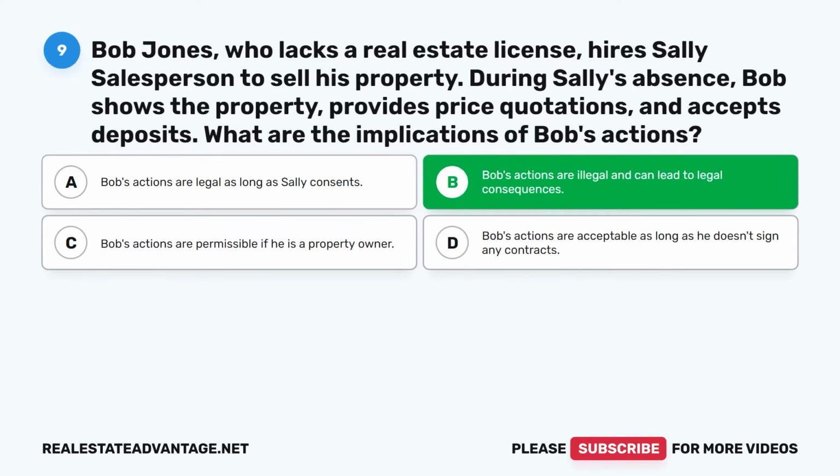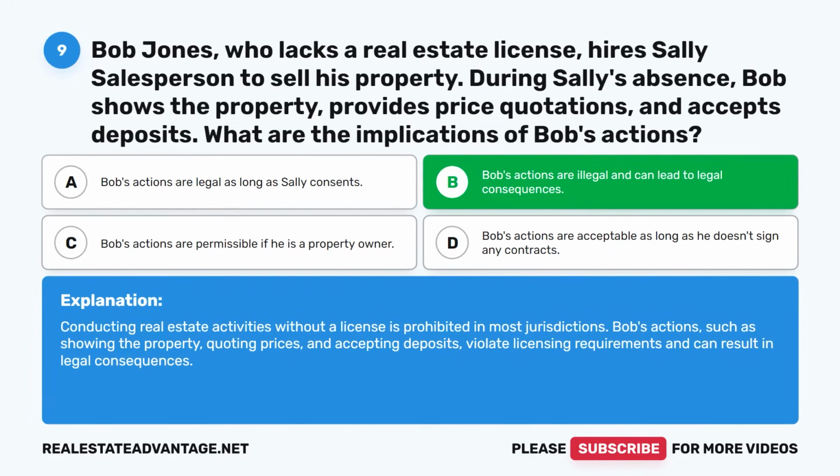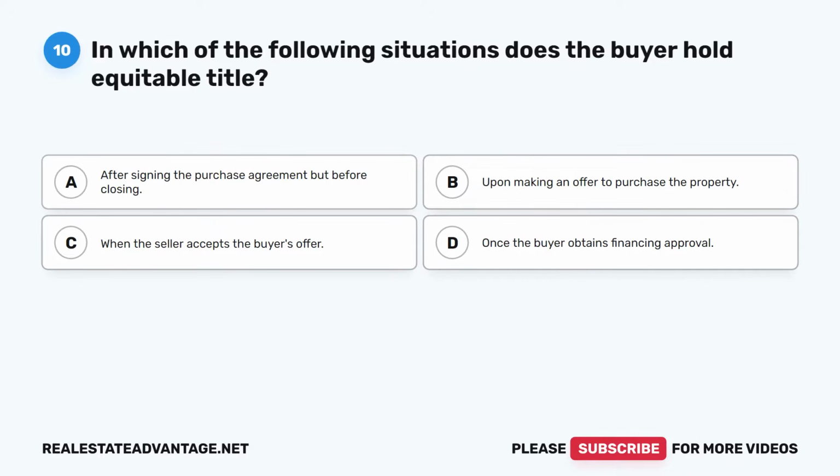Bob's actions are illegal and can lead to legal consequences. Conducting real estate activities without a license is prohibited in most jurisdictions. Bob's actions, such as showing the property, quoting prices, and accepting deposits, violate licensing requirements and can result in legal consequences. Question 10. In which of the following situations does the buyer hold equitable title?